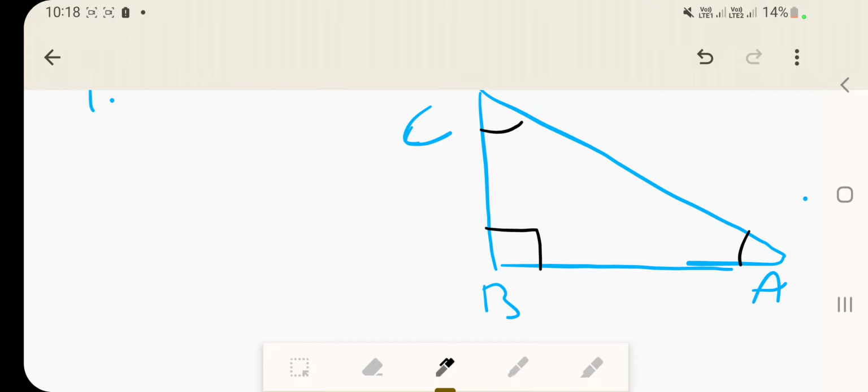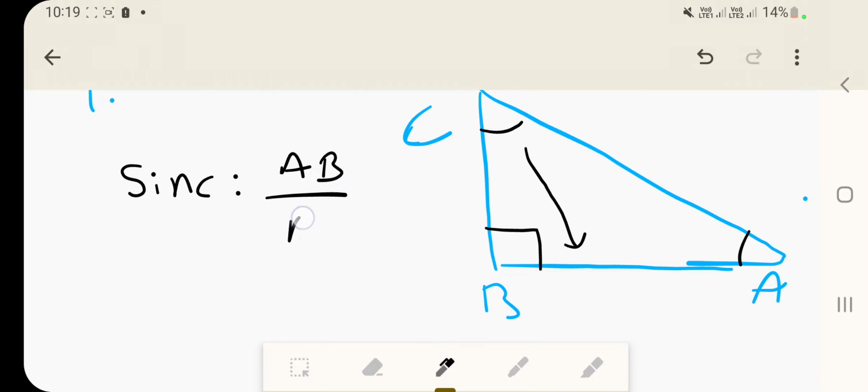Both are different. For example, if they ask to find sine C, then the opposite side, as we have seen in the previous lecture, to the angle C is AB, and in the same way the opposite side to angle A is BC. So you should be careful which angle they are asking. For sine C, the length of the opposite side to angle C is AB, divided by our hypotenuse AC.